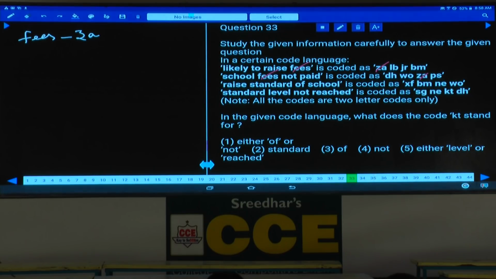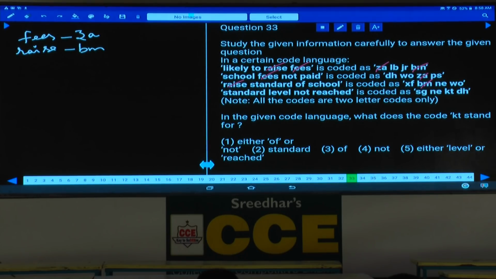Then likely to raise and likely to raise. What is the word which is common here? Raise is the word which is common. And what is the code common between these two? LB, JR, BM, and BM is common. The code to the word raise is BM.